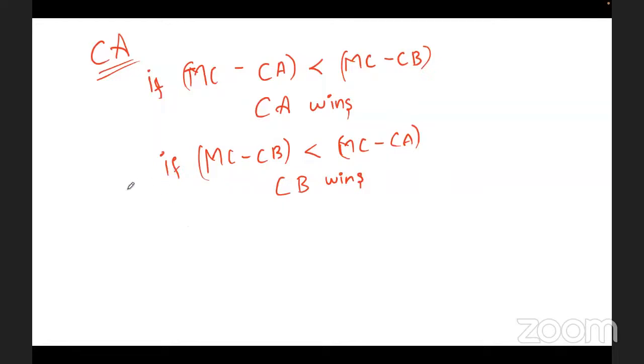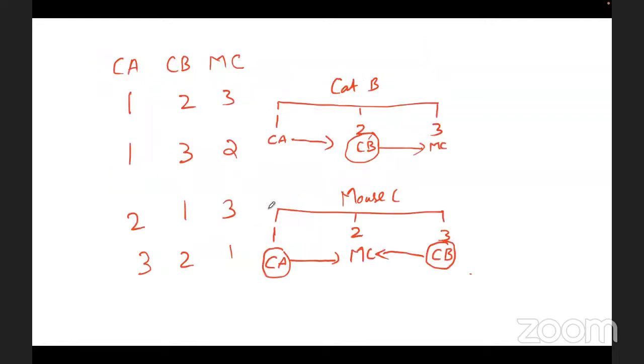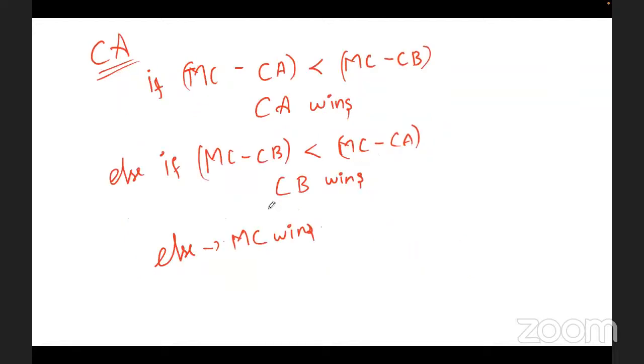Like we can take it as else if, because if the first condition fails, then you have to move on to the next condition. Okay, so at last else. That means first condition, if this condition gets failed, it moves on to the next condition. Okay, so if this condition fails, it moves on to the last condition. That means what is the else statement? Mouse C wins. Clear with it? Mouse C won't die, it will escape.